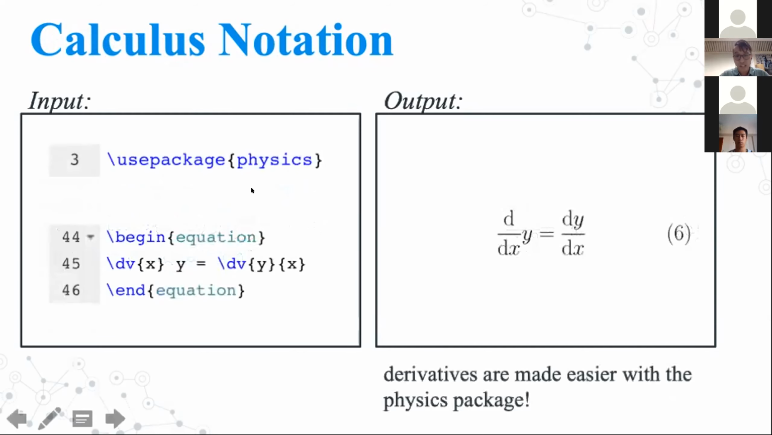If you have been using the physics package, all you need to do is call this command dv. If you call this command dv, inside your curly bracket you put the variable. Then you can see it gives you d over dx, then y. If you want two variables like dy over dx, then you have to put two of these inputs. So dv, curly brackets y, then curly brackets x. You can see over here.